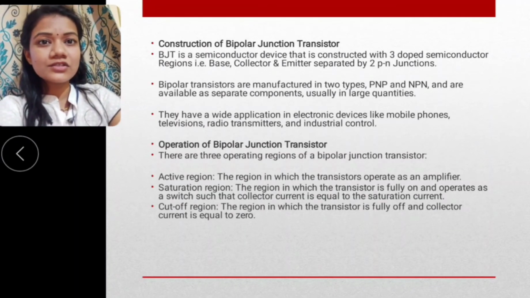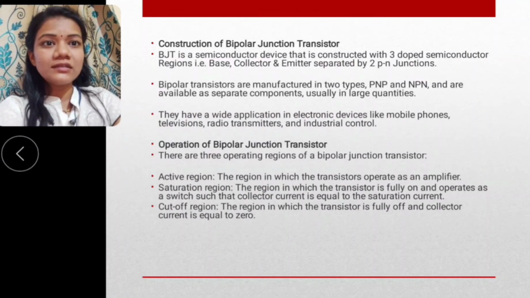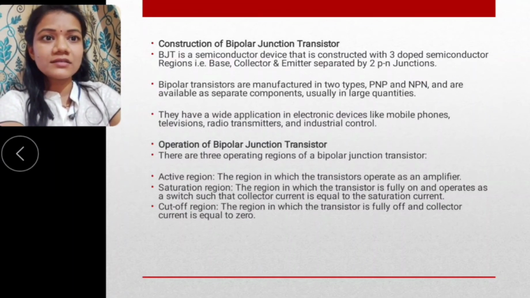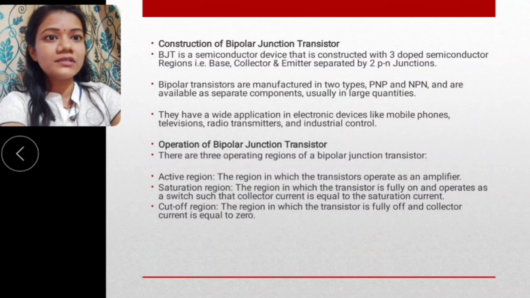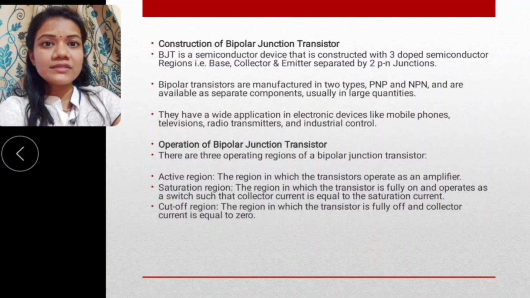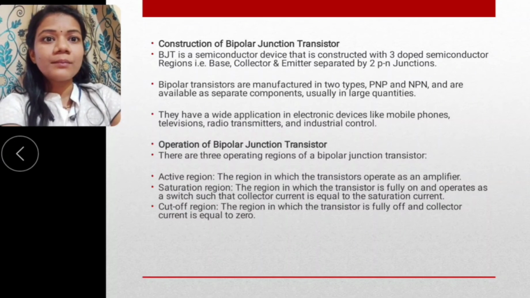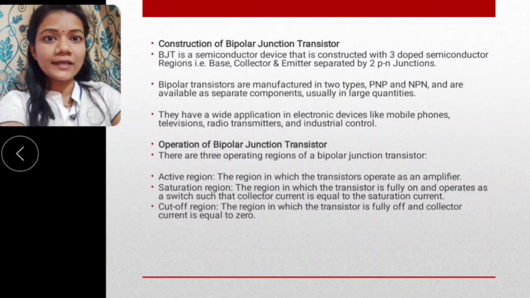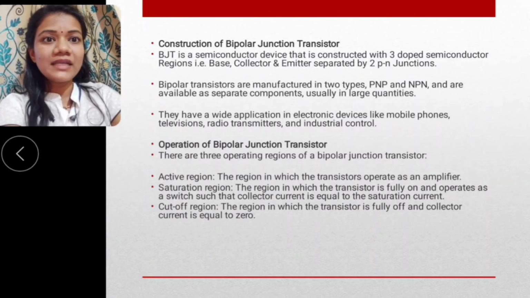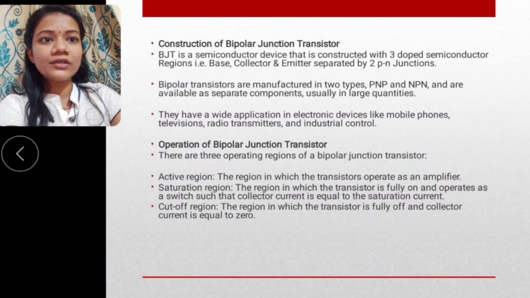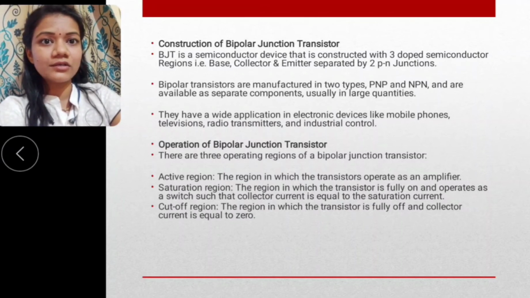Now what is the construction of a transistor? It is a semiconductor device constructed with three doped semiconductor regions. First is your base, second is collector, and third one is emitter. They are separated by two p-n junctions. Bipolar transistor is manufactured in two types: first one is PNP and second is NPN. They are available as separate components. They have wide application in electronic devices like mobile phones, televisions, radio transmitters and industrial controls.